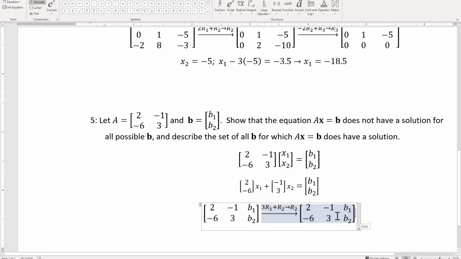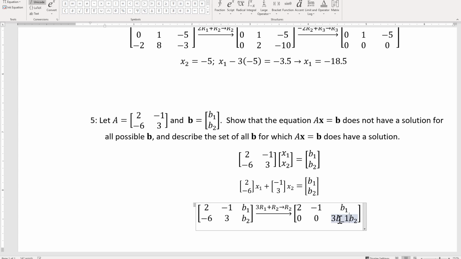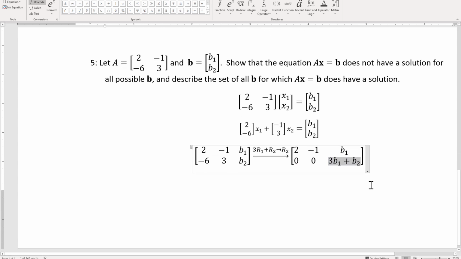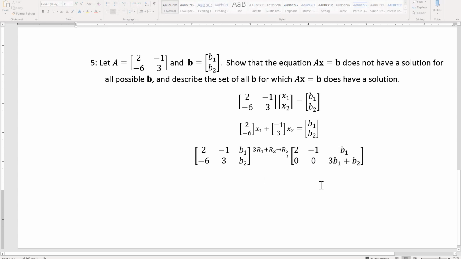So let's see what happens here. This is going to be 0. We're going to multiply this by 3. We're going to get negative 3. Negative 3 plus 3 is 0. And then we're going to multiply this by 3 and then add it. So this is going to be 3b1 plus b2. So if this is equal to 0, then we're going to get a solution. In fact, we're going to get an infinite number of solutions. But if this is not equal to 0, then we have no solutions, because we're going to have 0 on the left-hand side equal to something non-zero.